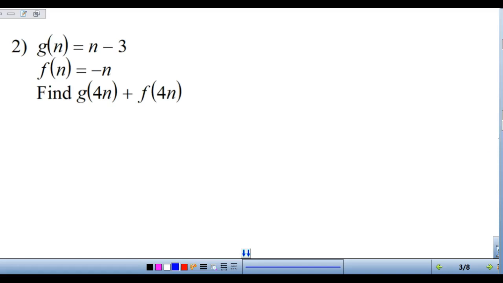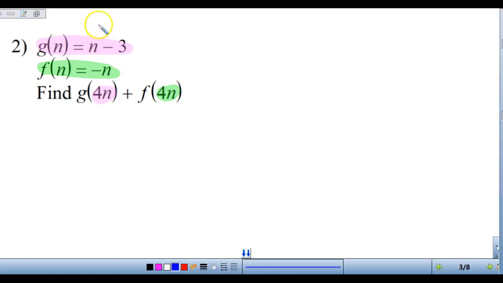So let's see. On number 2, I've got the g function, n minus 3, and then I've got the f function of opposite of n. So this one we've got to be real careful when we're doing the negative ones because we've got to make sure we put that negative in front of our formula. So for g, I'm going to be plugging 4n instead of n, and for f, I'm going to plug 4n instead of n.